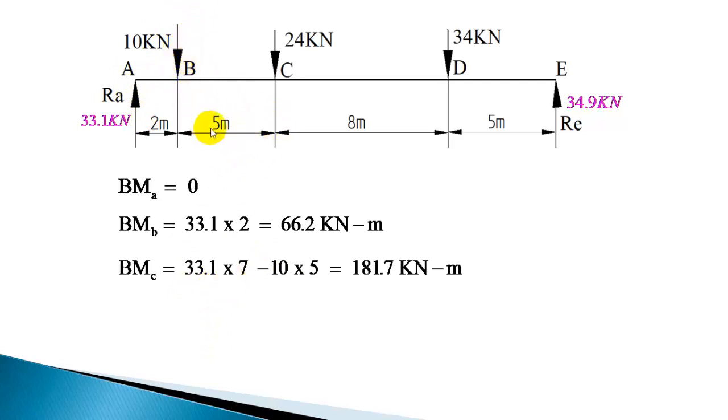So bending moment at C, you can calculate like this: 33.1 into 7 clockwise positive, and 10 is producing anti-clockwise moment, and the distance is 5. So minus 10 into 5. So you get 181.7 kilonewton meter. That is bending moment at C.